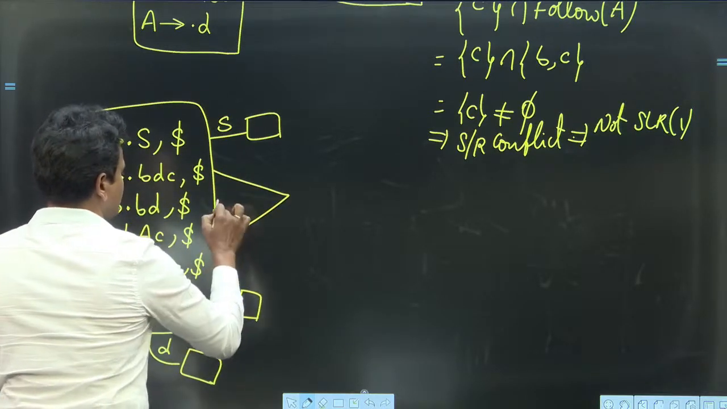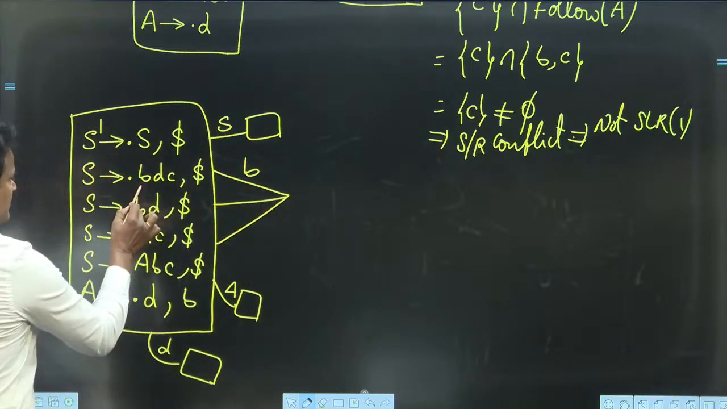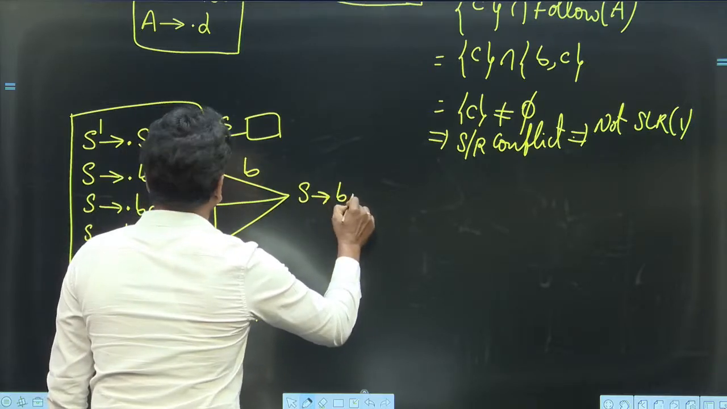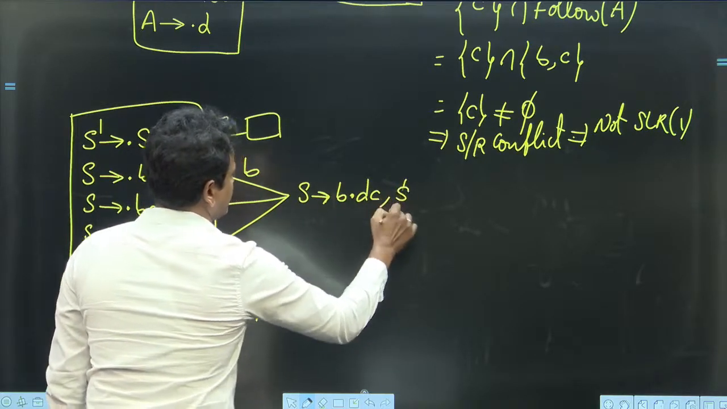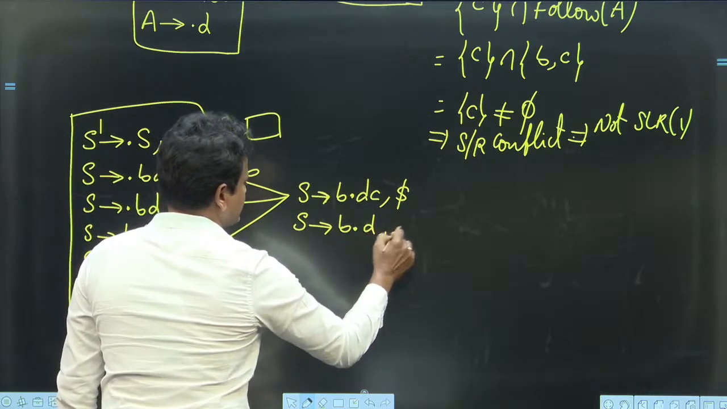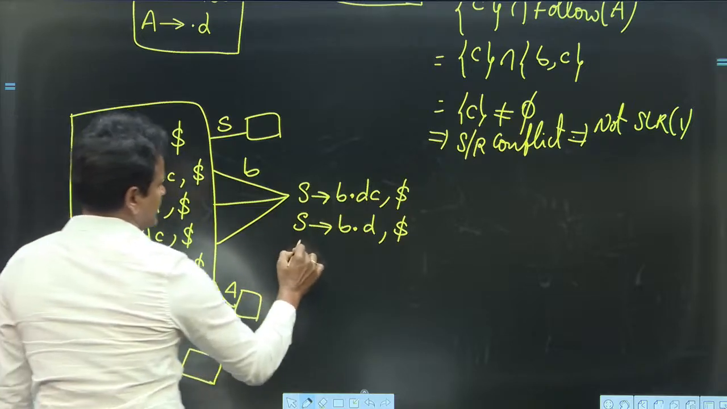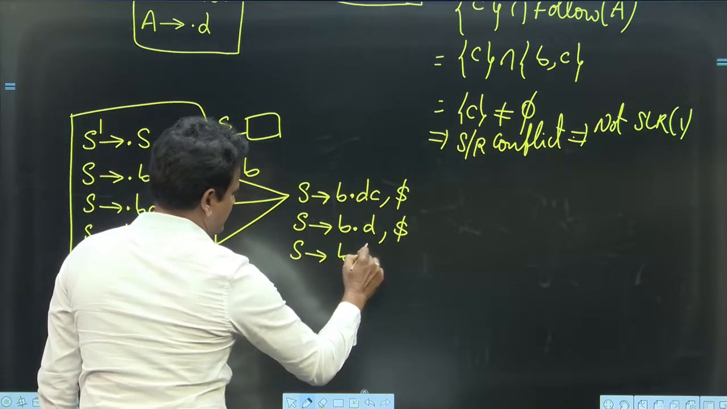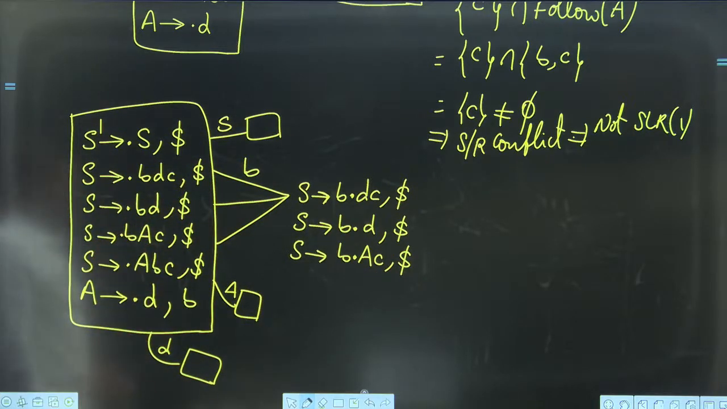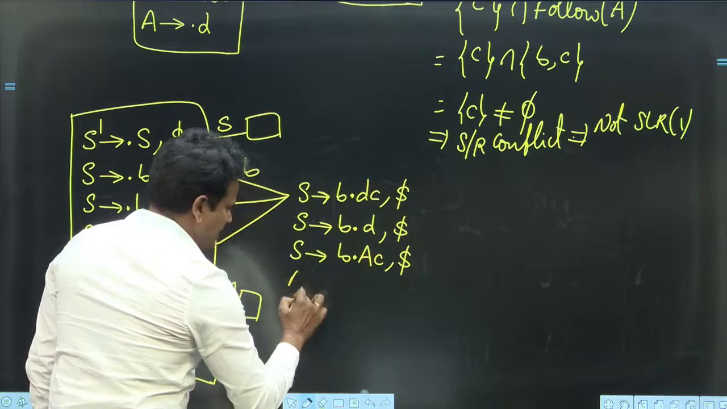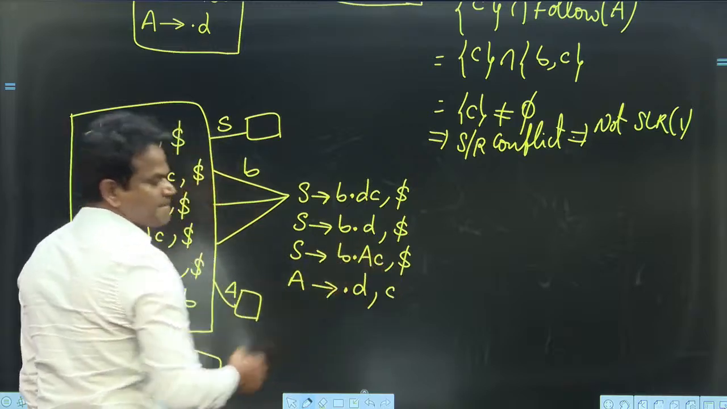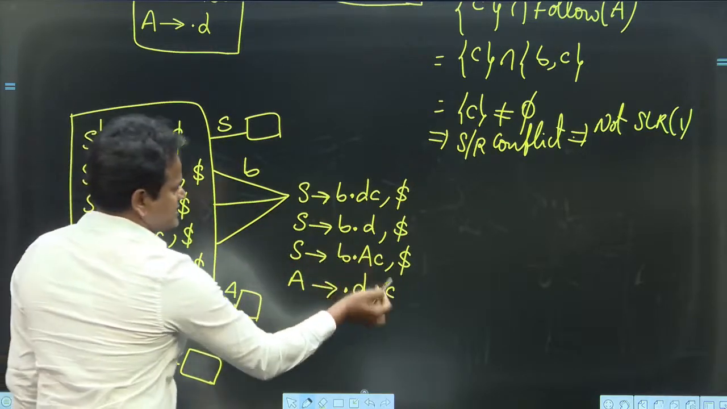So if I go to on these three, here shift symbol B, B, B. So S derives B dot DC comma dollar, and this one also B dot D comma dollar, and this one S derives B dot AC comma dollar. Just shift the dot: B dot DC, B dot D, B dot AC. If you see this one, dot after A, add every production of A. A has only one production, which is A derives D, and A after C. So first of C is C. Here lookahead will be C.